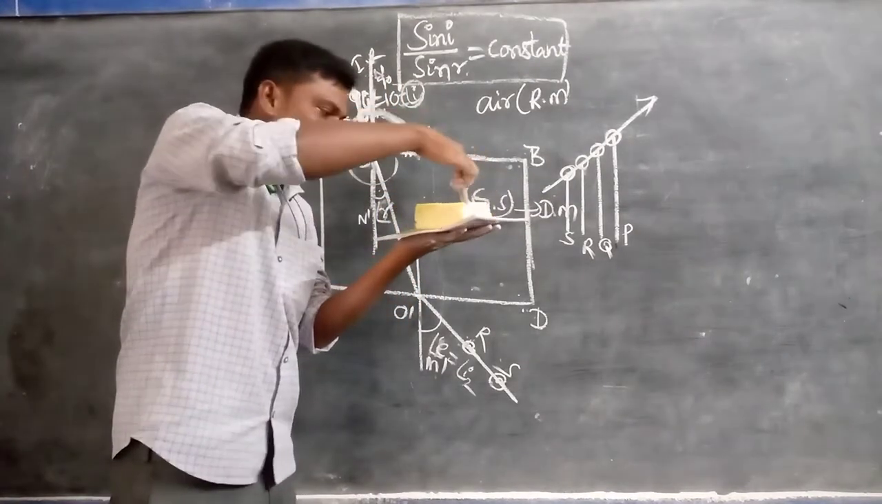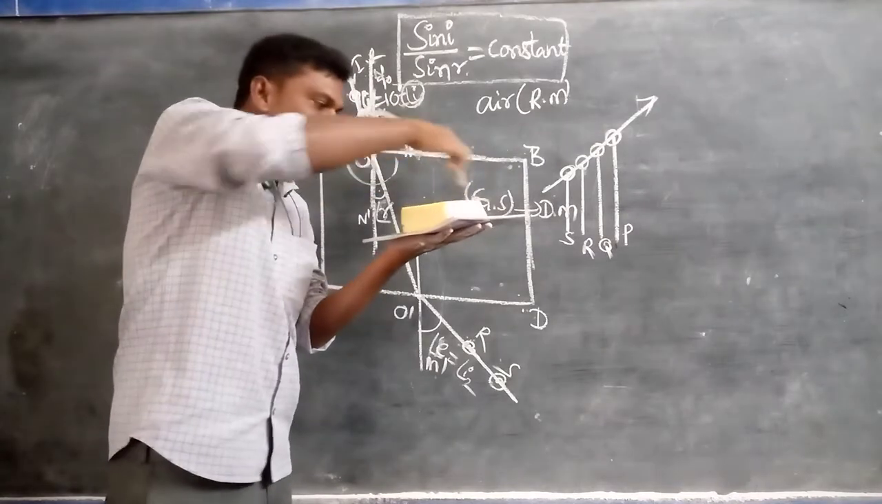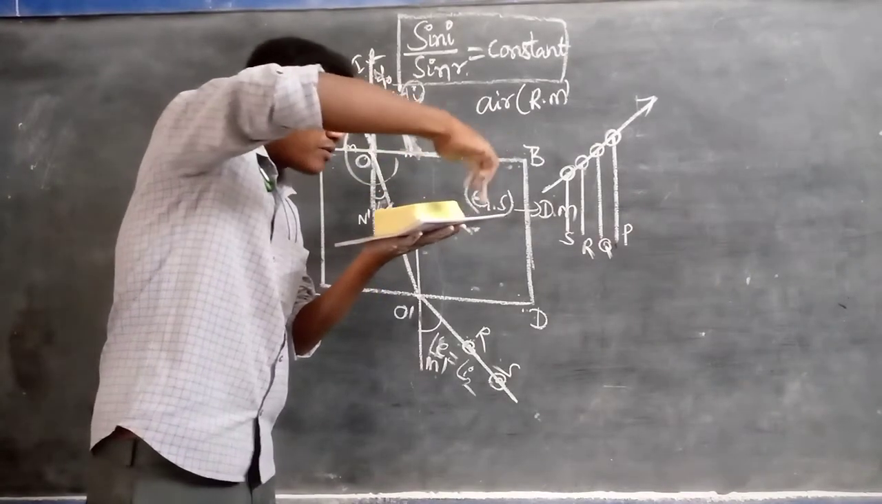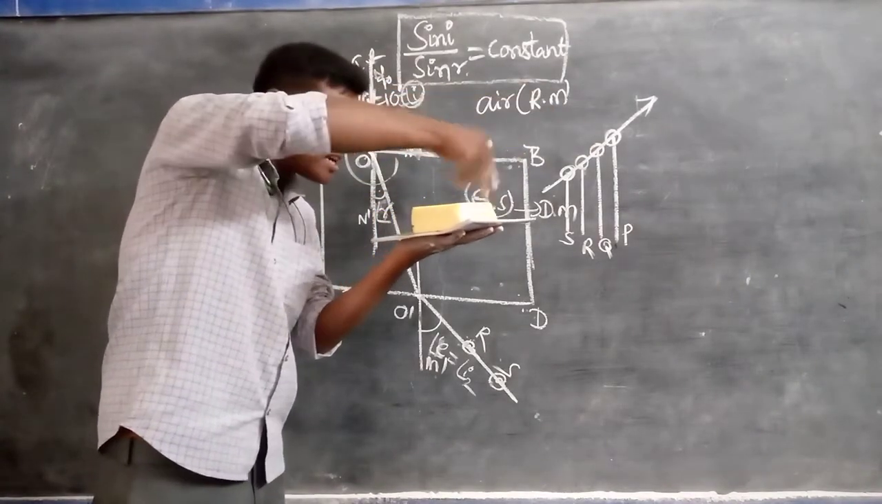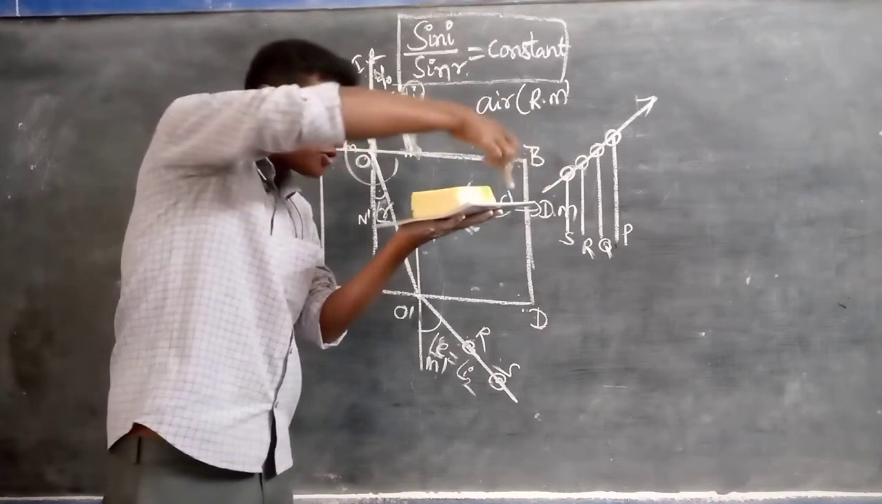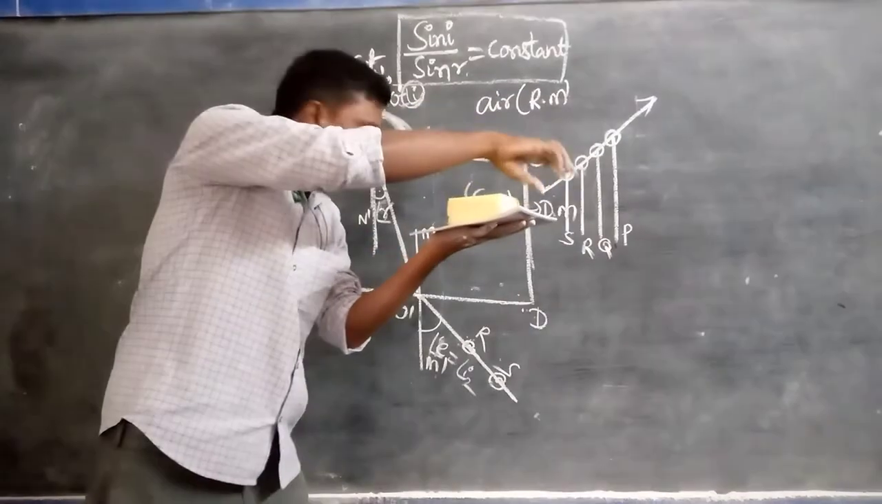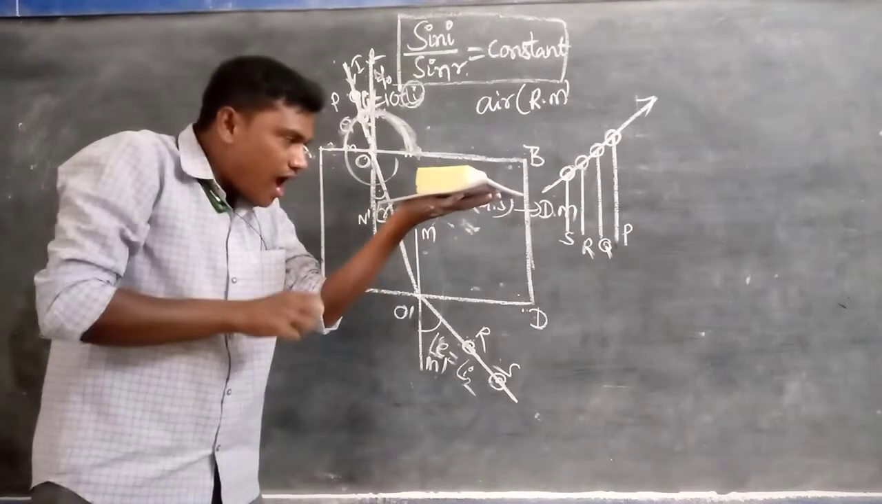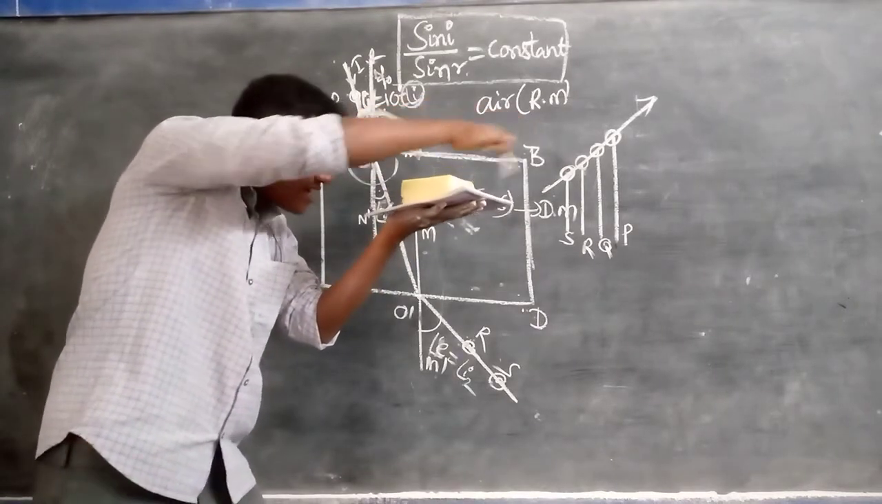So here AB is the surface, and CD is the other surface. At the AB surface, we draw the normal. For the normal, we consider one incident ray. Here two pins are there, P and Q. Now after doing this, you come to the CD side and observe the incident ray and the two pins P and Q.